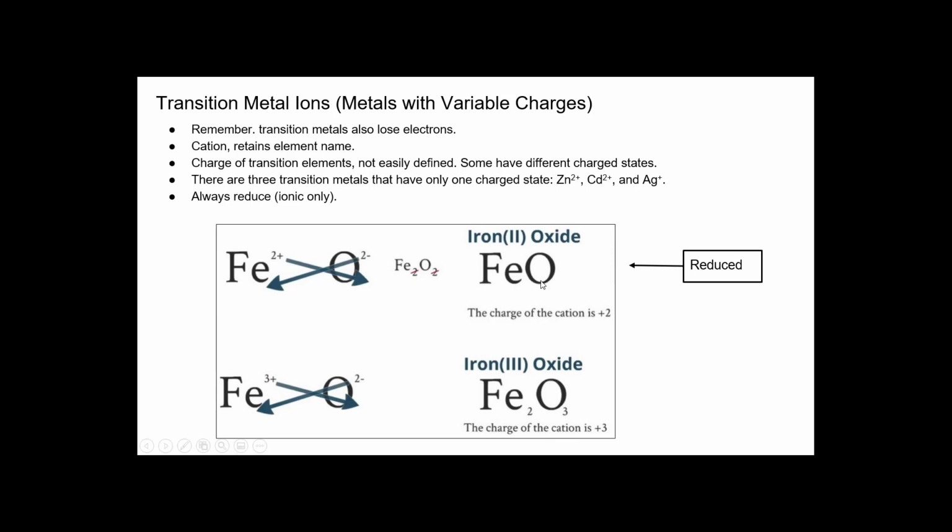This is a little hard and gets confusing for students, but the more you do this, the more it makes sense. You can never leave something that's ionic in its non-reduced form. It has to be reduced down or it's marked wrong.